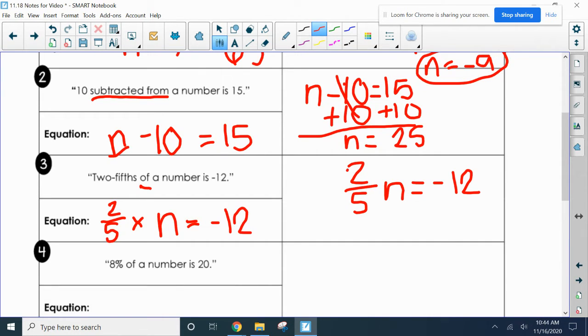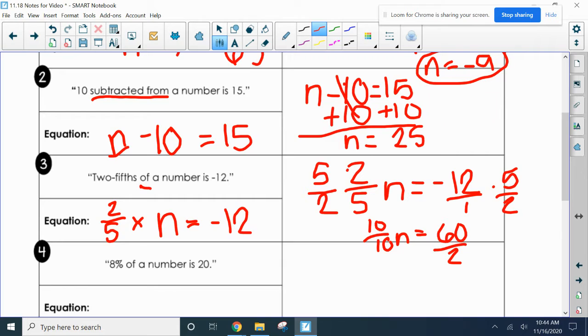We know dividing by the fraction is the same as multiplying by the reciprocal, so I'm just going to multiply both sides by that reciprocal, which is that fraction flipped. So 10 over 10 n is just 1n. So 1n is equal to 12 over 1 times 5 over 2. 12 times 5 is 60. 1 times 2 is 2. 60 divided by 2 is 30. So 1n is equal to 30.